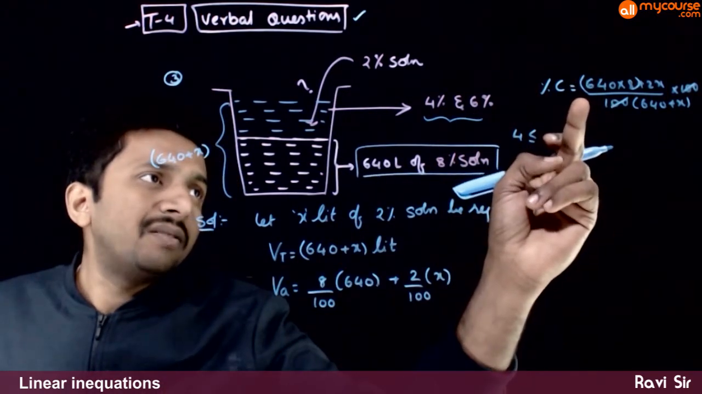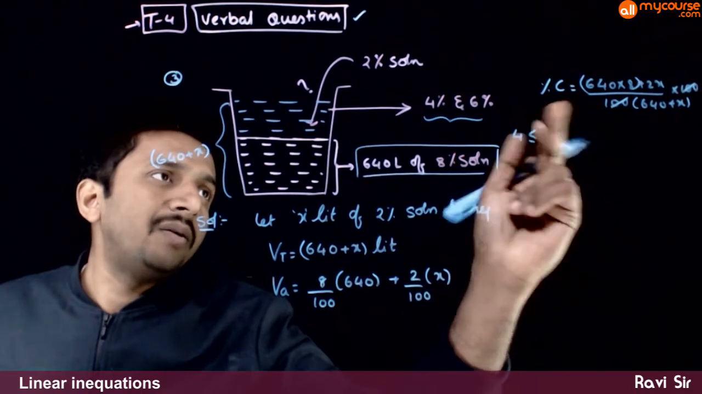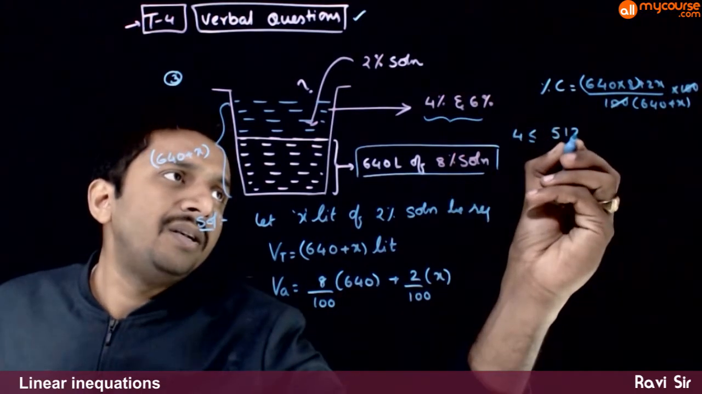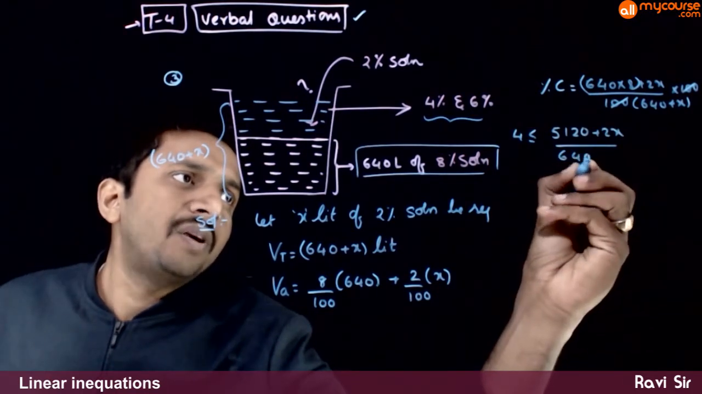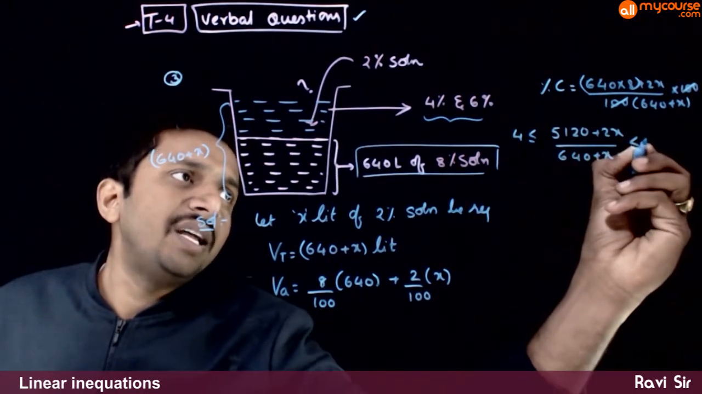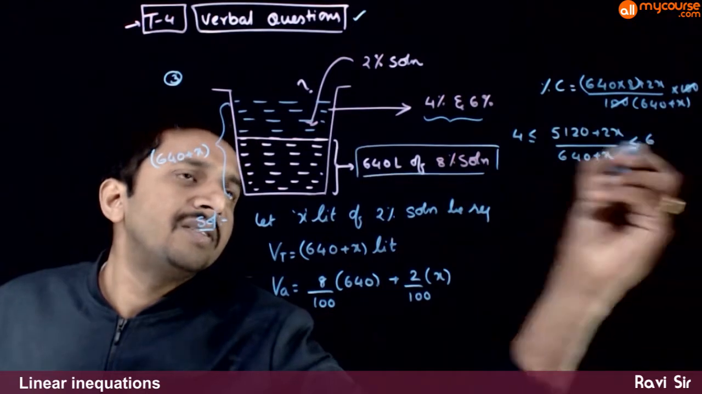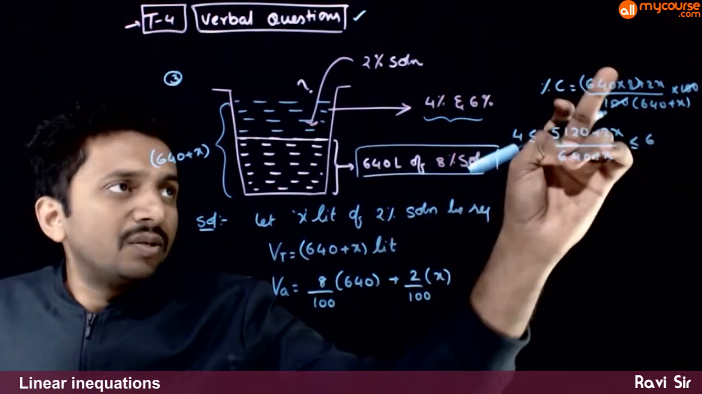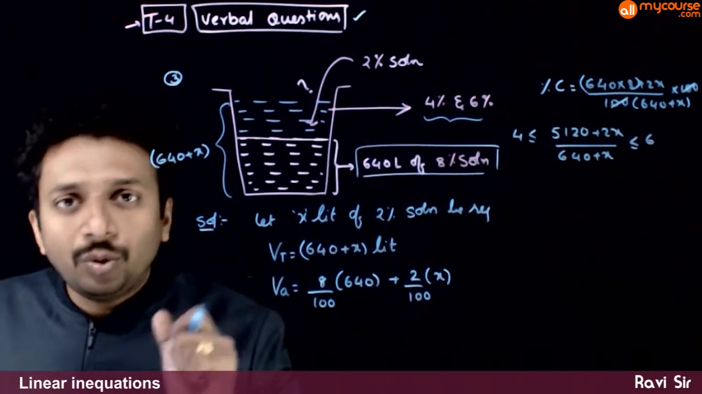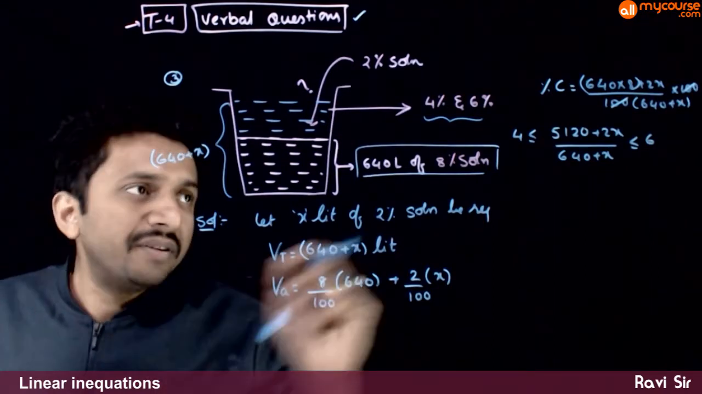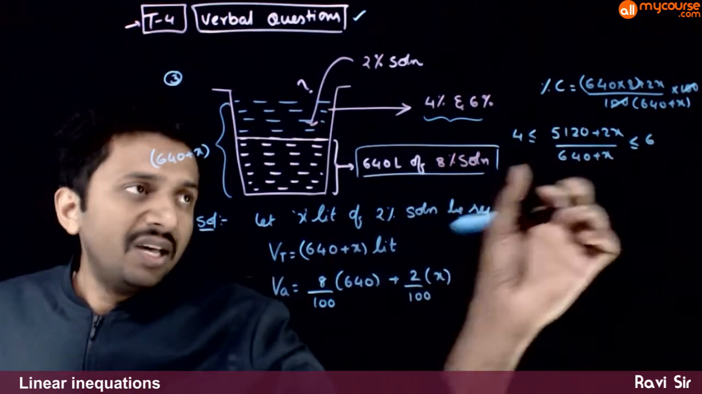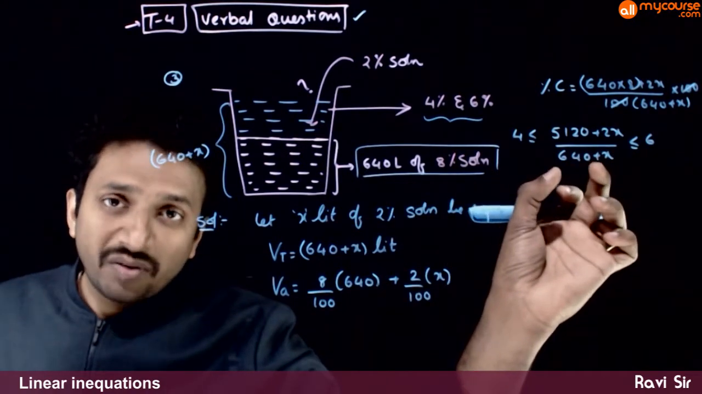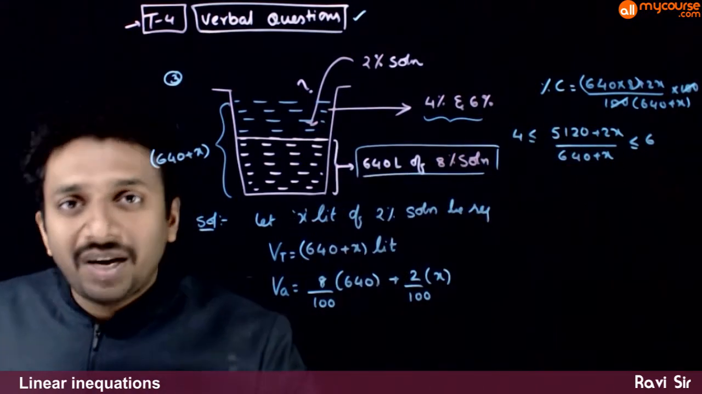640 into 8 is somewhere around 5120 plus 2x by 640 plus x less than or equal to 6%. So 640 is 2 power 6 into 2 cube is 2 power 9, 512, and in 0, 5120 plus 2x by this. Now this 640 plus x is a positive number, and I can uniformly multiply it on both sides.